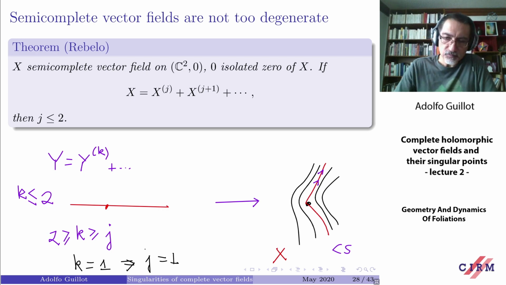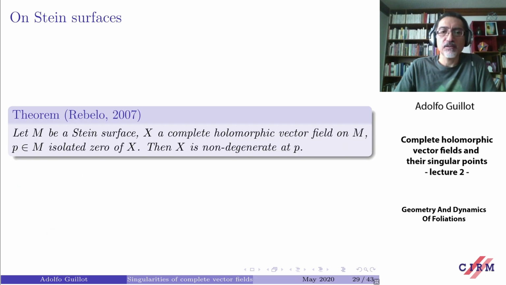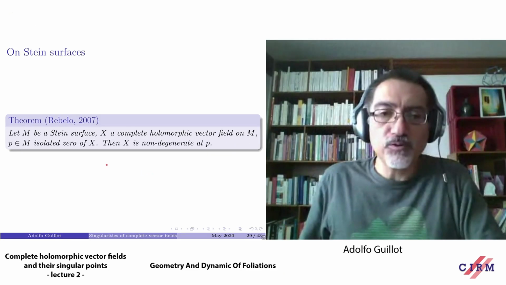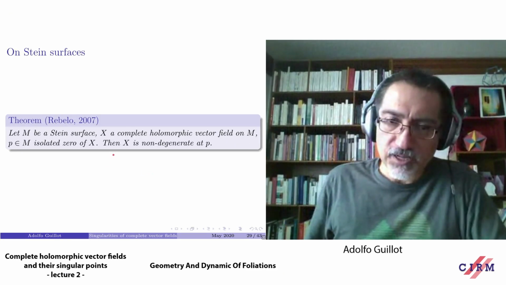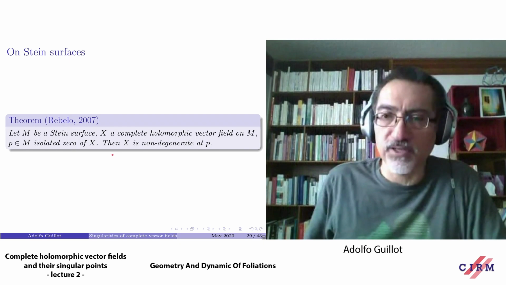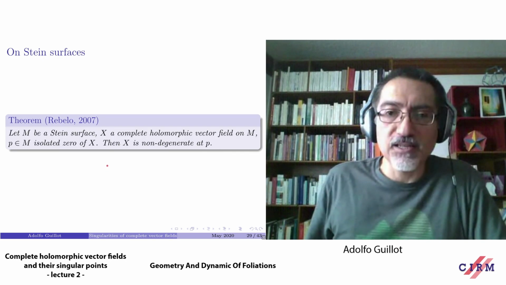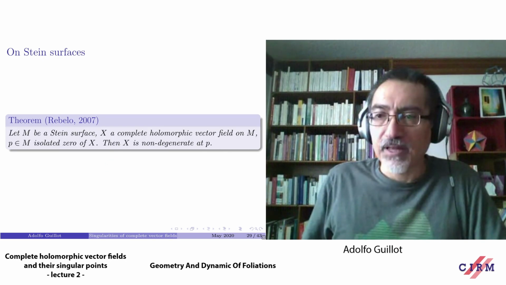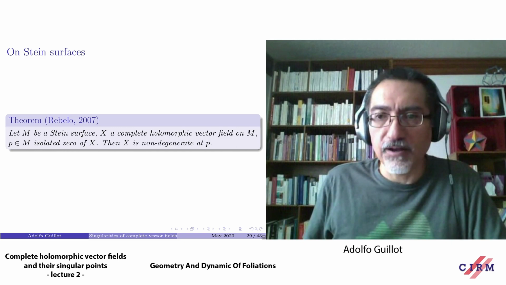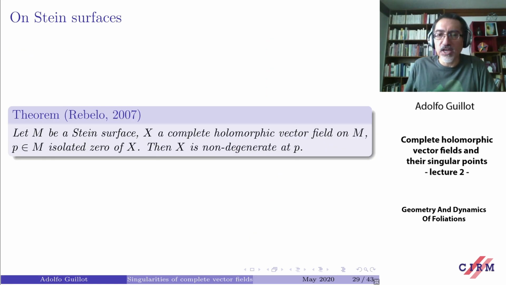Okay. So let me use all what we have said until now to give you a statement. So this is part of the statement I showed you in one of my first slides in the first lecture. Okay. So suppose you have a Stein surface, and suppose you have a complete holomorphic vector field on this Stein surface. And suppose you have a point that is an isolated zero of X. I claim that in that case, X is a non-degenerate singularity. Okay, so let me prove this.